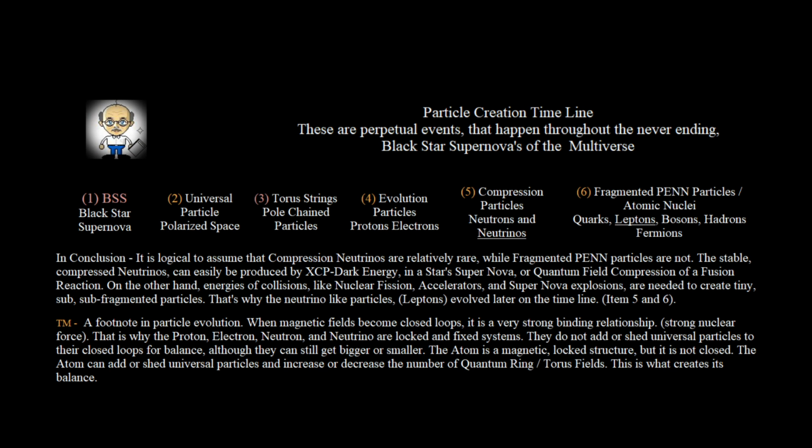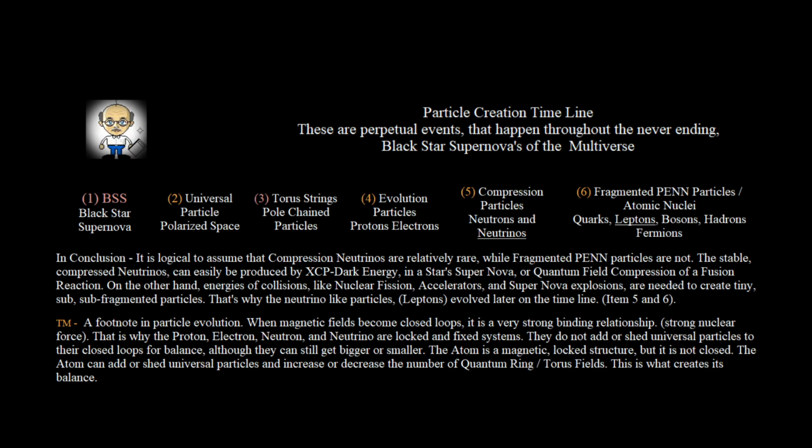1. BSS. Black star supernova. 2. Universal particle. Polarized space. 3. Torus strings. Pole-chained particles. 4. Evolution particles. Protons, electrons. 5. Compression particles. Neutrons and neutrinos. 6. Fragmented pen particles, atomic nuclei. Quarks, leptons, bosons, hadrons, fermions.